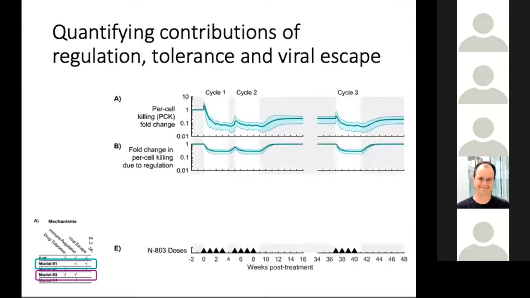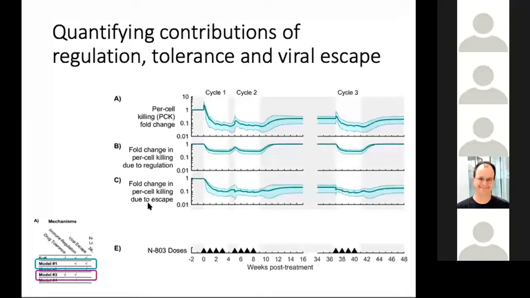So what we can do with the model is we can pull these apart even more. So we can ask how much of this per cell killing change is due to immune regulation. And what we see here is that it's a very consistent response for each treatment cycle, in that the immune regulation lowers the per cell killing in the first cycle, but then once this treatment ends, the per cell killing goes up quite quickly, and then it goes down again in the next cycle. So it seems to be a very short-term effect.